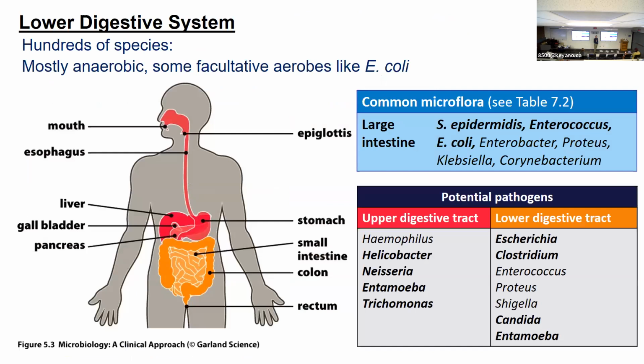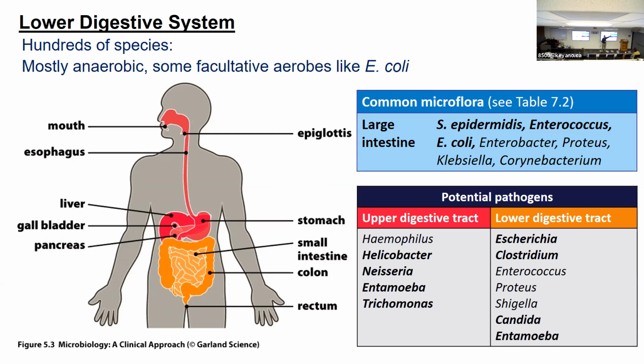Lower digestive tract. Okay, so now we're moving in. There's only the one organism in the stomach we talked about way back, which was Helicobacter, but getting into the intestines, we're talking about hundreds of normal species living there. Here's a few. E. coli, of course, is the big one, but notice we also have Staphylococcus. It can get in there.